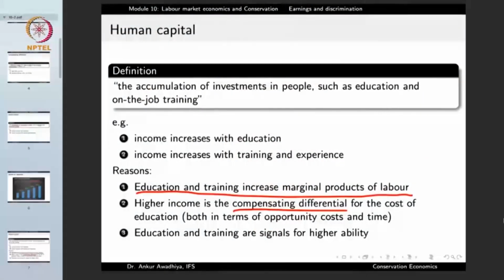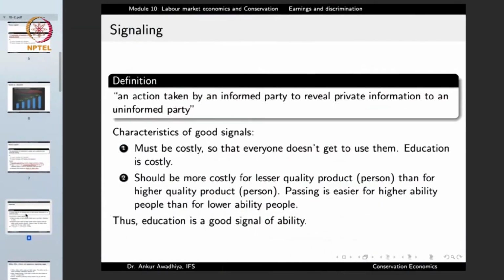And the third reason is that education and training are signals for higher ability. So, what is a signal? Signaling is defined as an action taken by an informed party to reveal private information to an uninformed party. Signaling is an action taken by an informed party.